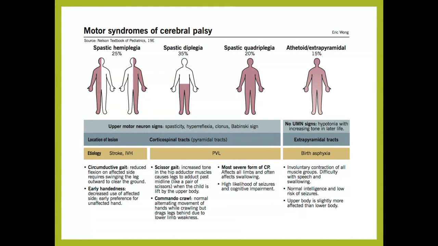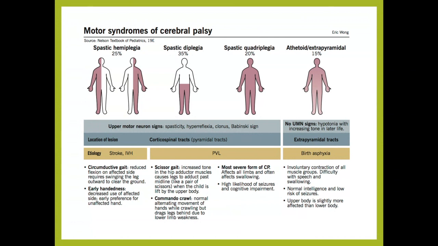In spastic diplegia, as we said, the lower limbs are more involved, even though you may have some slight involvement in the upper limbs. And this is the type of cerebral palsy that is seen in survivors of prematurity, and is related to periventricular leukomalacia. And because both lower limbs are spastic, they tend to adduct, and they get this sort of scissoring gait, and before they start walking, they may have this commando crawl.